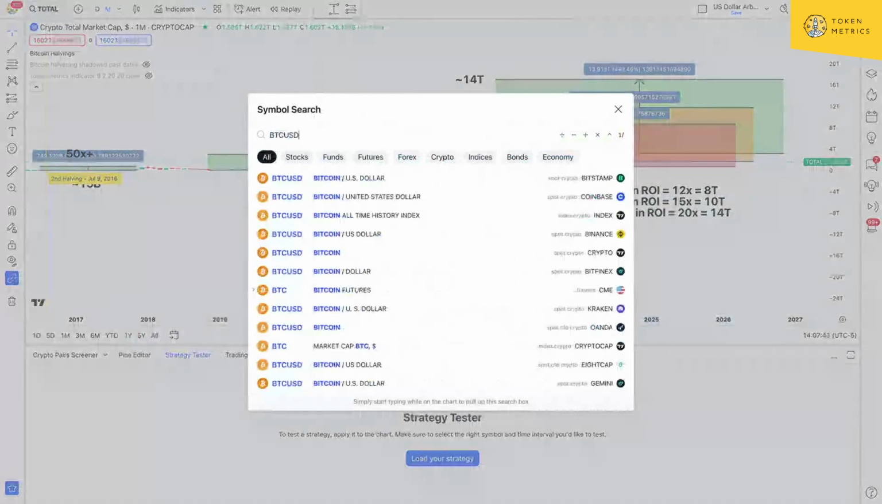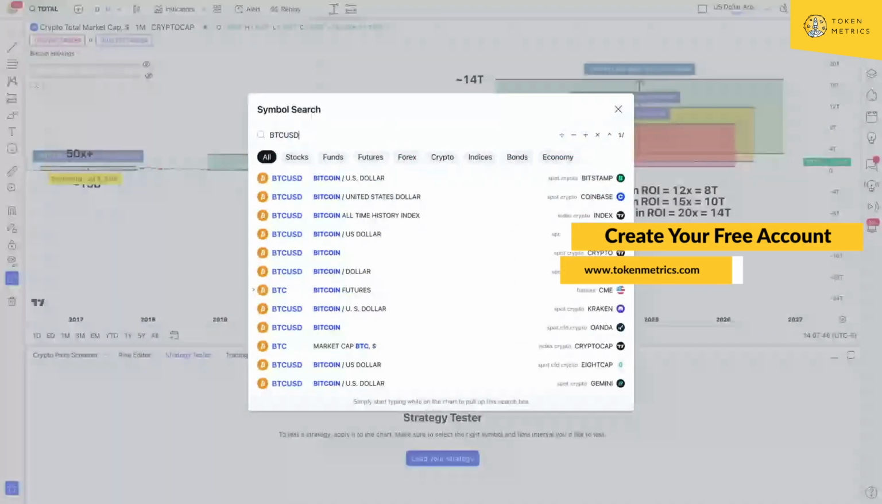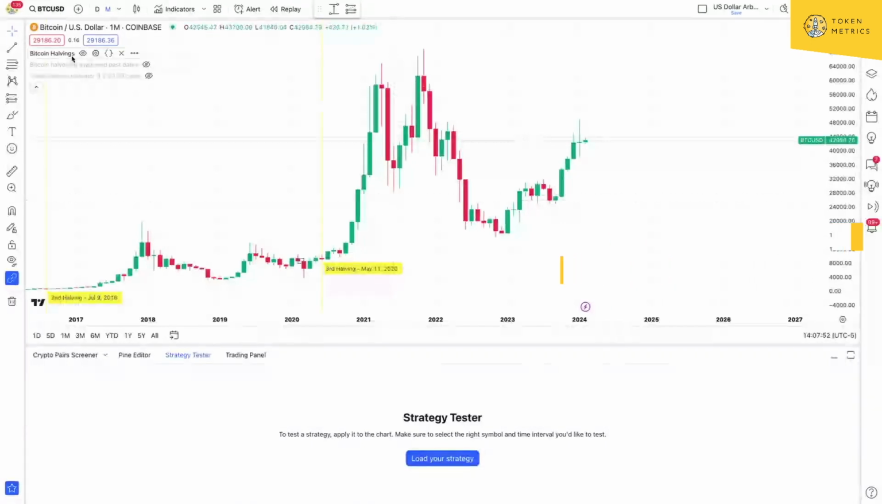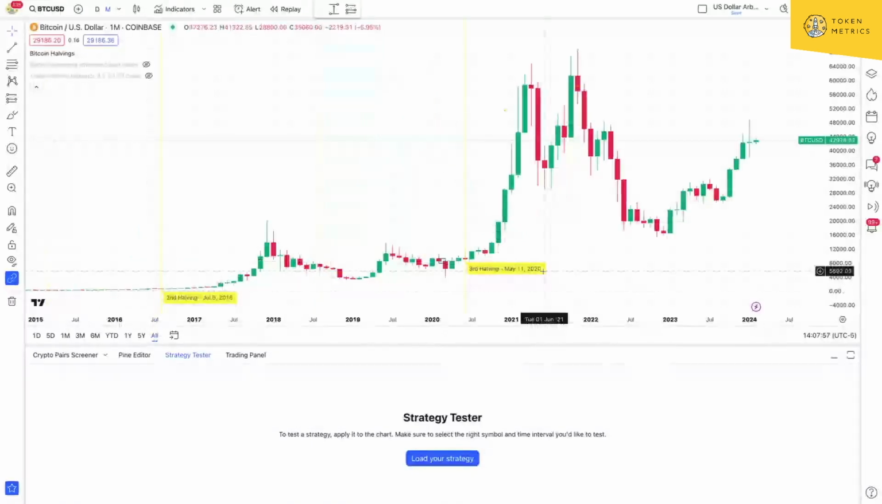Let's say I want to look at Bitcoin USD on Coinbase. I also have this other indicator called Bitcoin halvings, which I find pretty helpful. It tells me the last halvings, right? So we know the last one was on May 11th, 2020. There was one on July 9th, 2016.